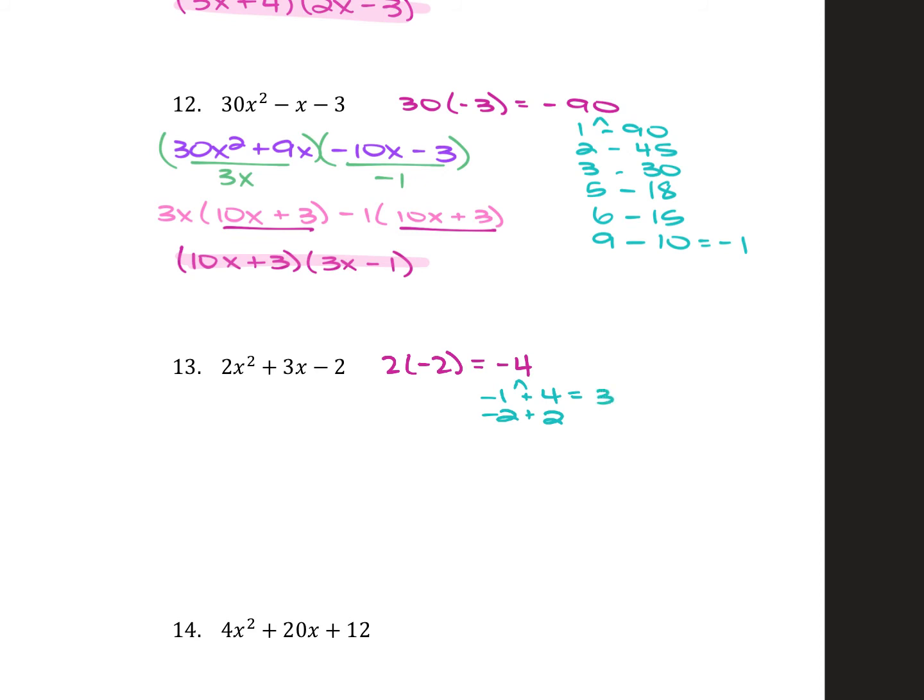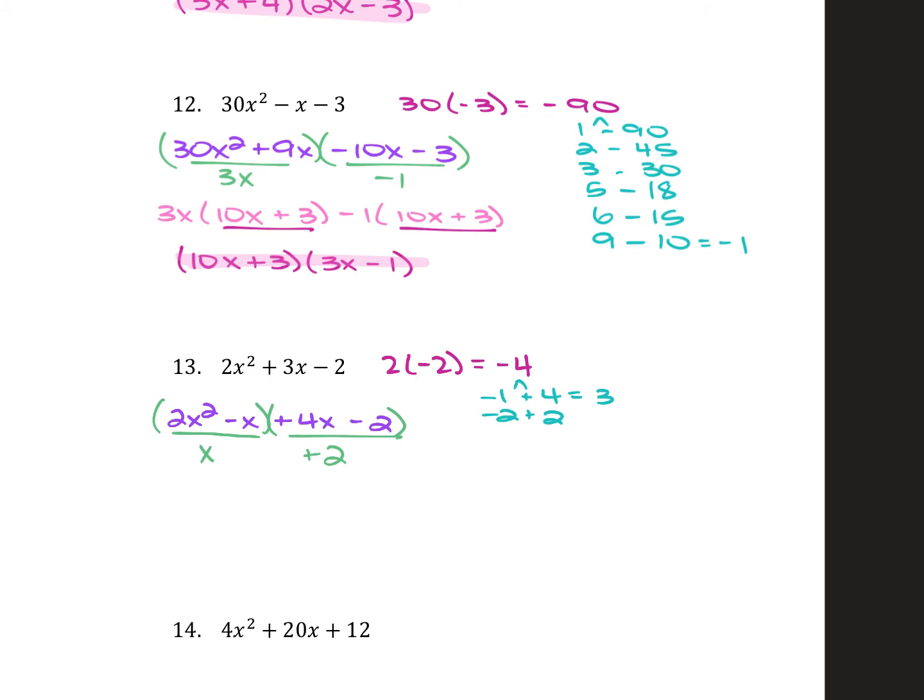So we rewrite this as 2x squared minus x plus 4x minus 2. We factor by grouping. Your first set of parentheses, you factor out an x. Second set of parentheses, you factor out a 2.